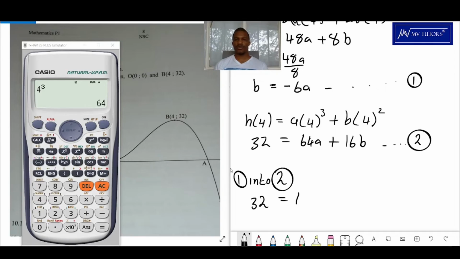32 is equal to 64a plus 16b, where b is given by minus 6a. Okay, so let's bring our calculator again. So now this side is still going to be 32 is equal to 64a, and because of this negative, minus 16 times 6, it gives us minus 32a.